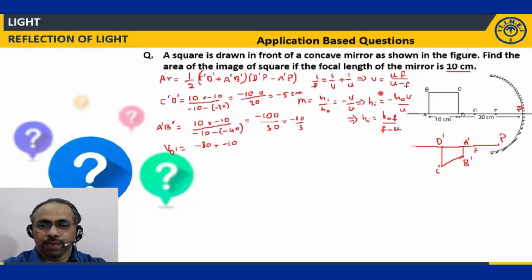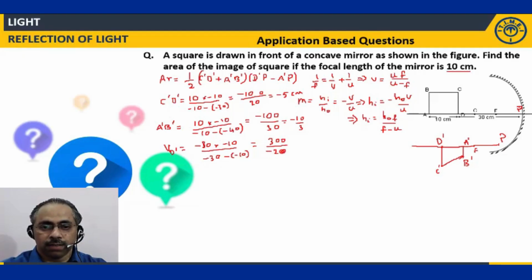into minus 10, UF divided by U minus F. That means minus 30 minus minus 10. So it will become 300 divided by, this is minus 30 plus 10.